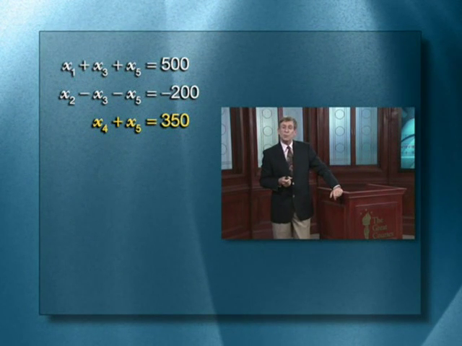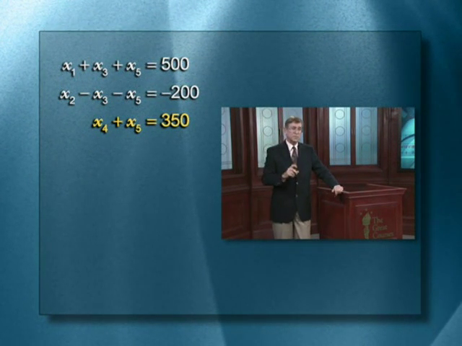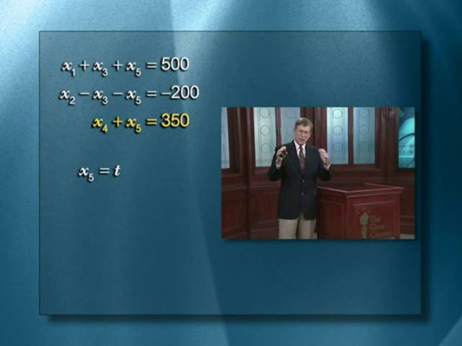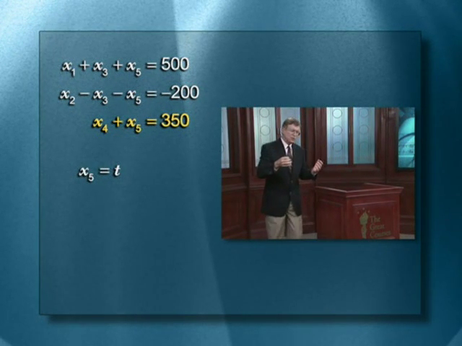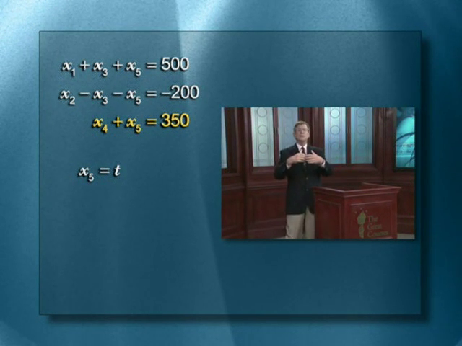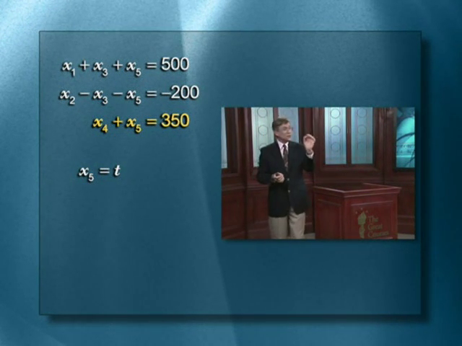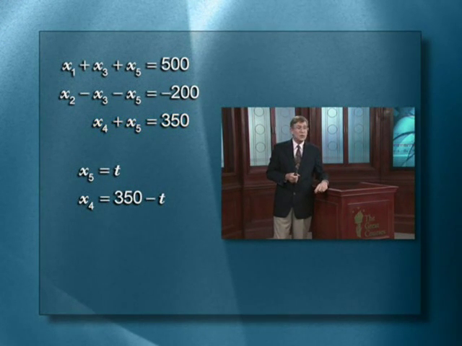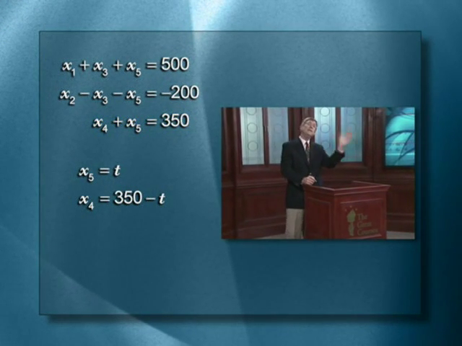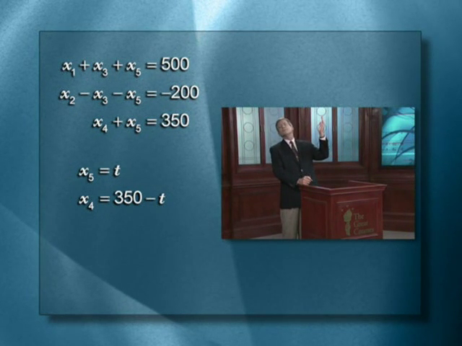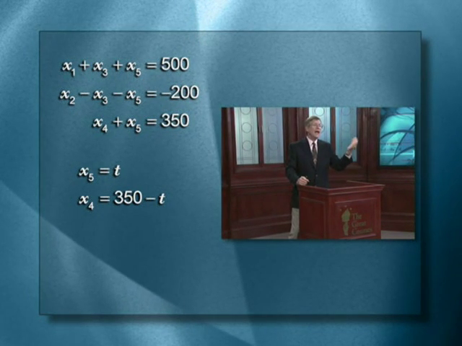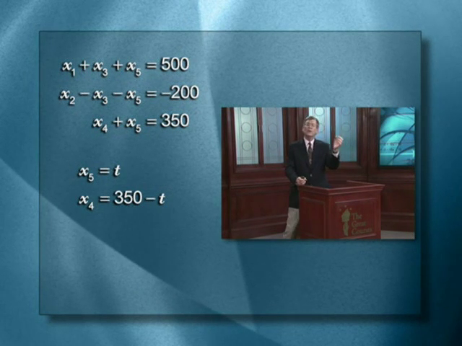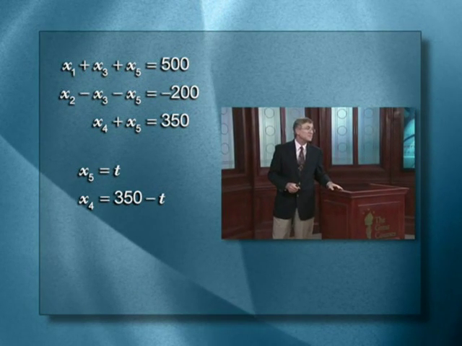You work backwards. Look at that third equation, x4 plus x5 equals 350. Think of x5 as being the independent variable. I like to use the word free variable. x5 can be anything it wants. But once you've selected x5, x4 is determined. It's going to be 350 minus x5. So here's how we write it. x5 can be anything it wants to be. Call it t. And once you've determined that value, x4 is 350 minus t.